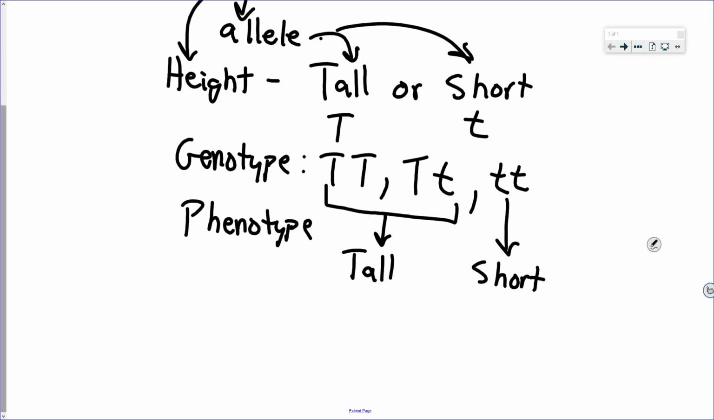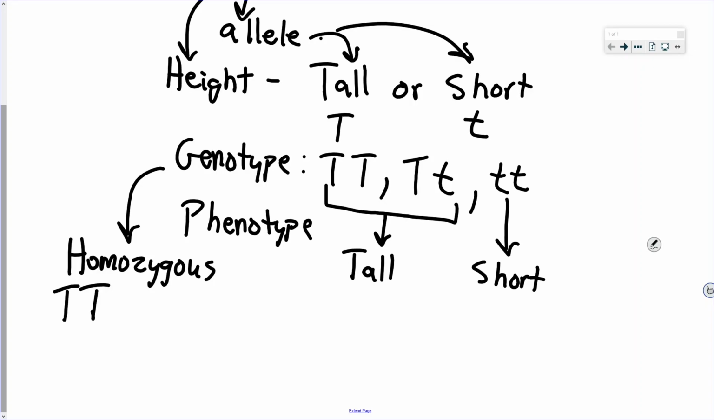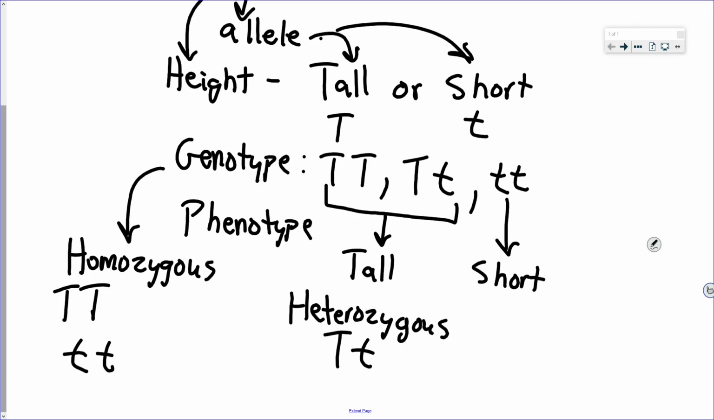The last thing to talk about is expanding upon the genotypes. Genotypes can be either homozygous or heterozygous. A homozygous genotype is one that has two of the same letters. So it can be homozygous dominant, which would be capital T, capital T, or it can be homozygous recessive, which would be lowercase t, lowercase t. A heterozygous genotype would be one capital and one lowercase. They're two different traits. Now heterozygous in this case is always dominant because the dominant trait will win out over the recessive trait.